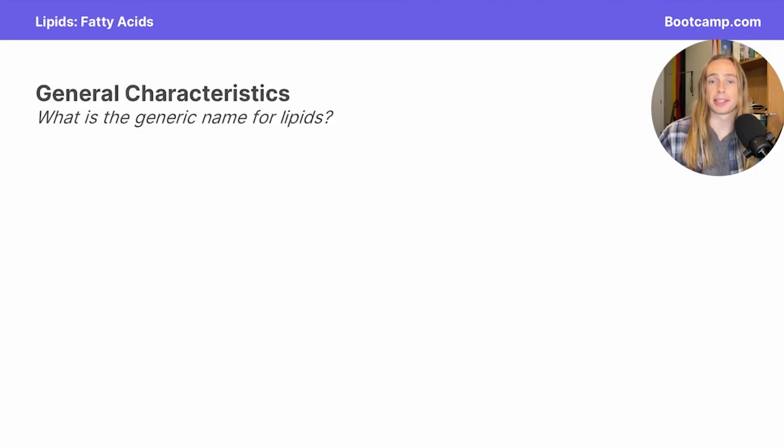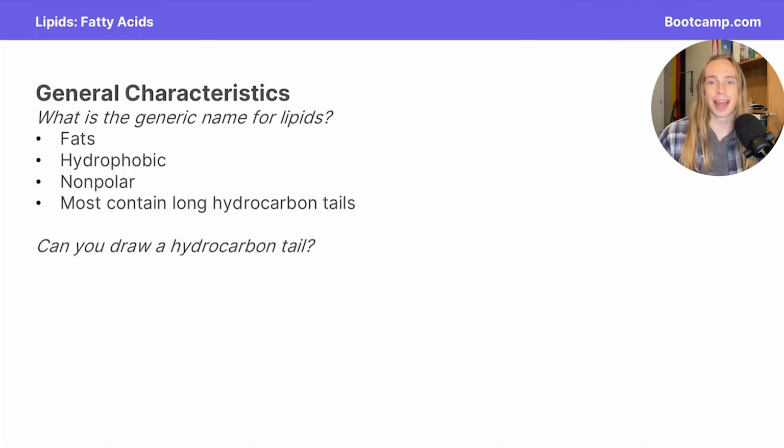Lipids is kind of a fancy science term, so what's a general term that you've heard to describe a lipid before? And perfect, so the generic name for a lipid is fat. So as many of you know, fats are non-polar and hydrophobic, which means they don't mix well with water at all. Another general characteristic of fats is that they have long hydrocarbon tails.